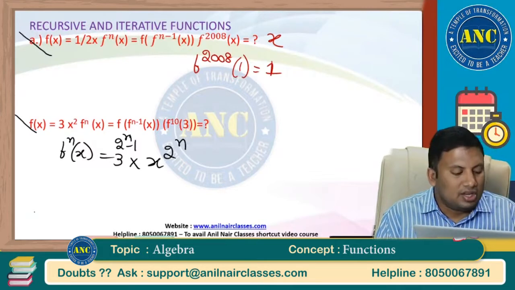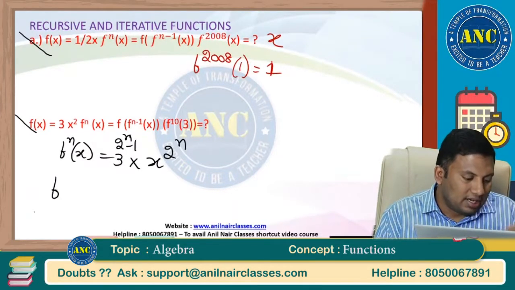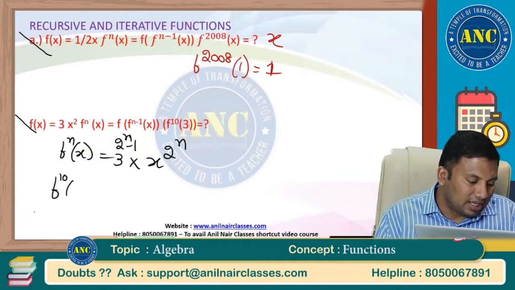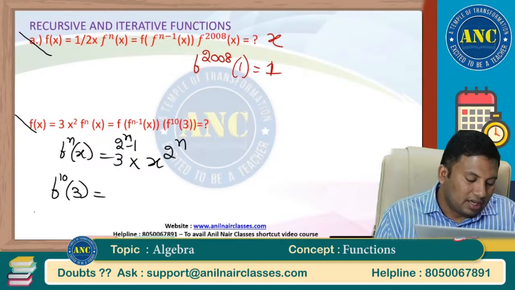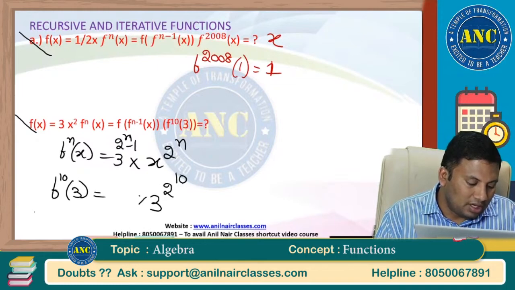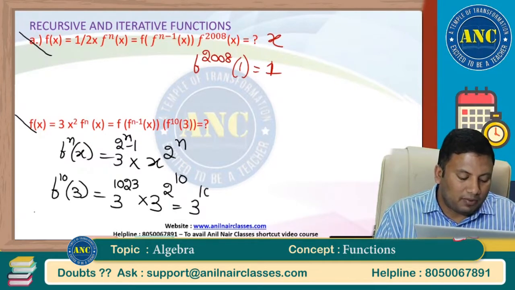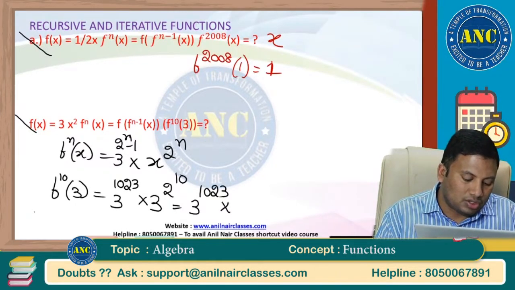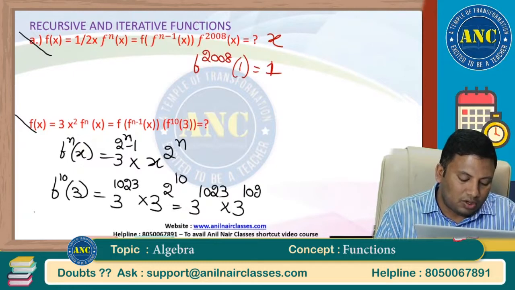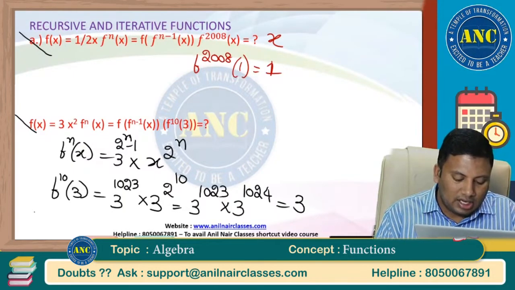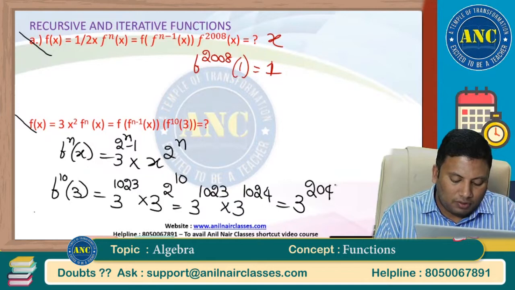Is it clear? So, instead of x, let us put 3. It is f10 of 3. 3 power x is 3. 2 power 10 minus 1 is 1023. This is 3 power 1023 into 3 power 1024. This answer is 3 power 2047.